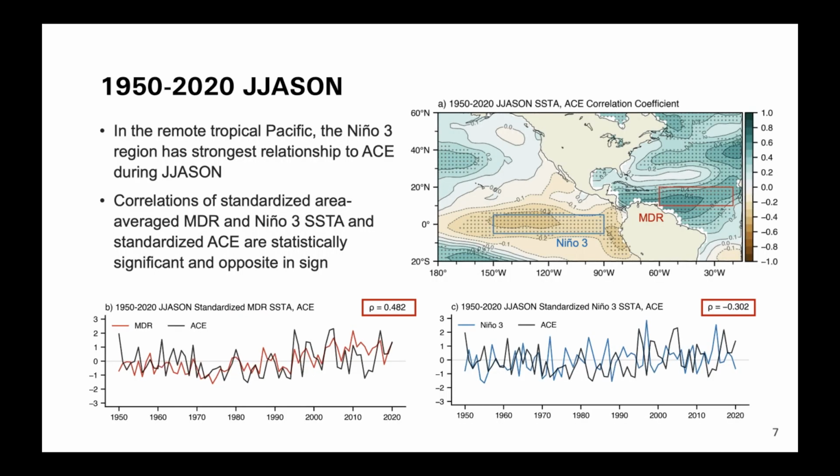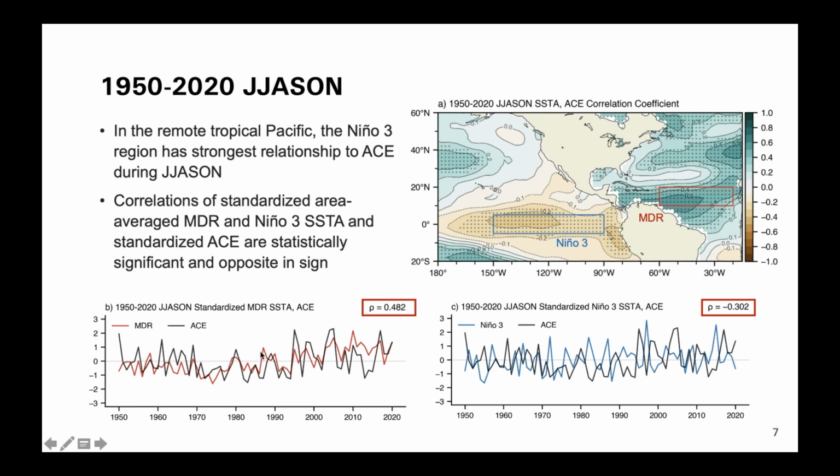So if we take the SST anomalies from the MDR and Niño 3 regions, standardize them and compute an area average over those regions, we will get the time series shown here at bottom in figures B and C. And each region's respective correlation coefficient between the SST anomalies and the standardized ACE are given in the red boxes at upper right. They generally reflect the spatial pattern or spatial coefficients for the regions that were shown in the map previously.